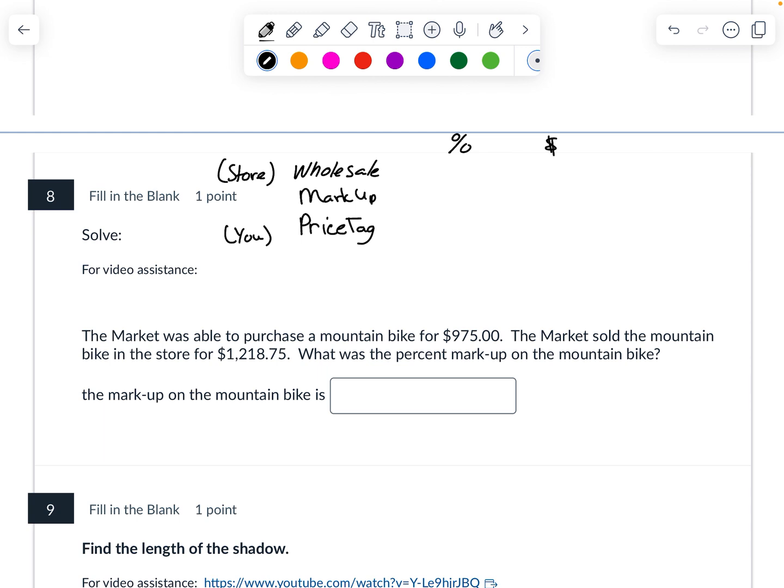The market was able to purchase a mountain bike for $975. Oh, and the wholesale is always 100. Put that in there. Okay. So they paid the manufacturer $975 for it. So they went to, what's a mountain bike company? Trek. They went to Trek and they paid $975 for this bike. They then turned around and sold it to you. They put a price tag on it and sold it to you for $1,218.75.